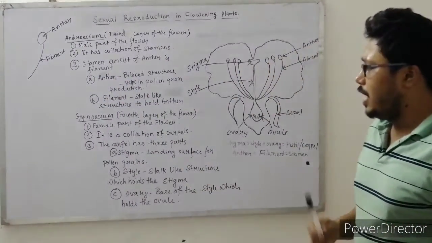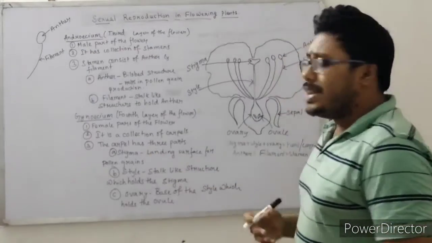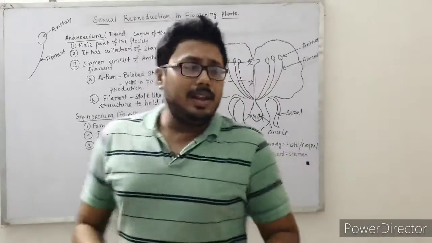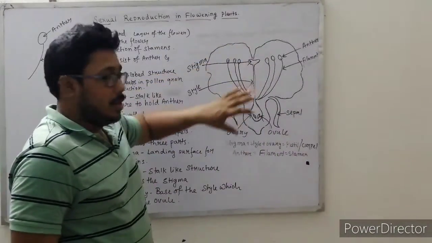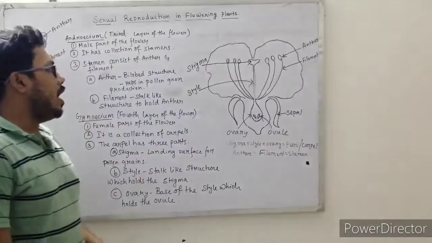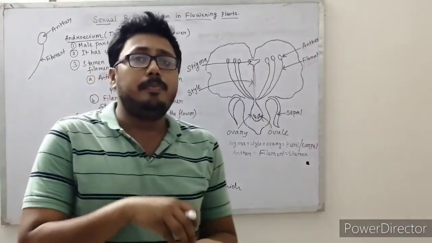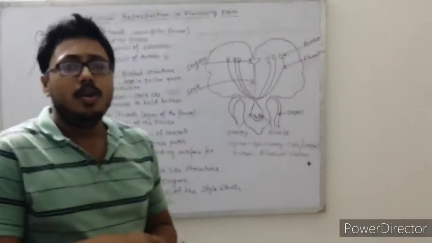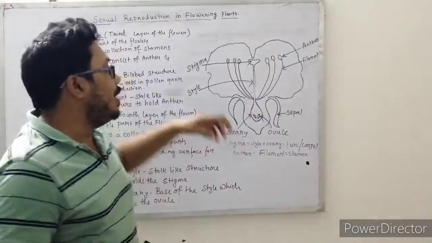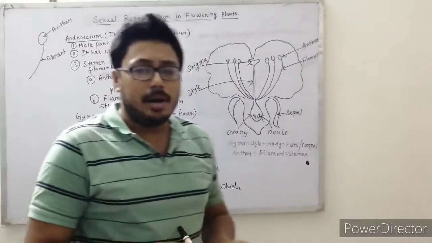So it is a collection of carpels. It is the female part of the flower. And what is a carpel? Carpel is stigma, style, and ovary together. So the function of stigma is to be the landing platform for the pollen grains. The pollen grains come and land over here, land over the stigma.